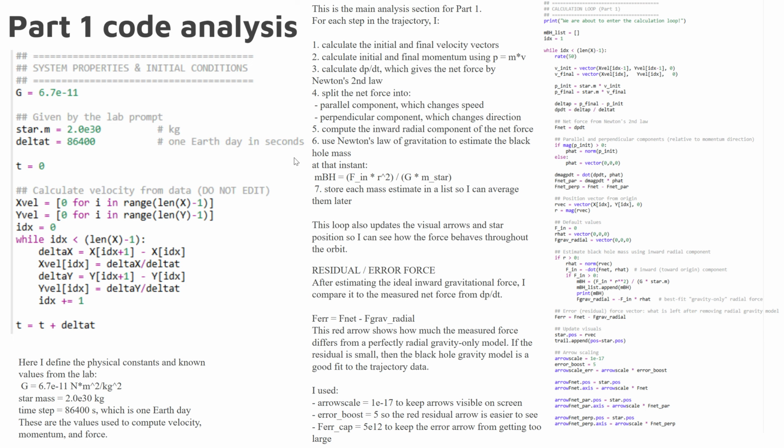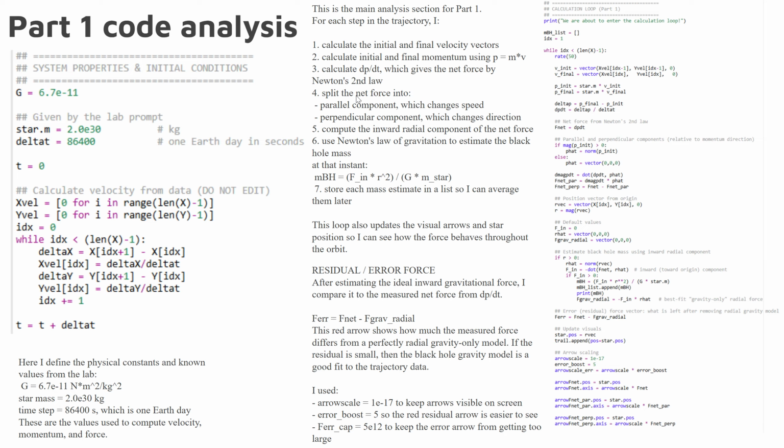Here's the part one code analysis. On the left are the initial values that I placed, and then I use a time step of 86,400, which is the number of seconds on Earth in one day. Here is my calculation loop. First, to calculate the trajectory, I calculated the initial and final velocity vectors. Then I calculated the initial and final momentum using this. I calculated dp/dt, which gives us the net force, based on Newton's second law.